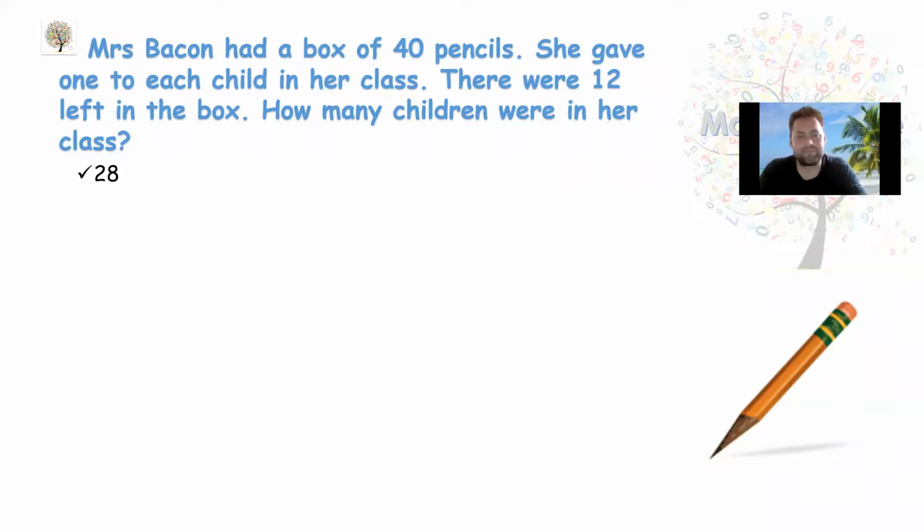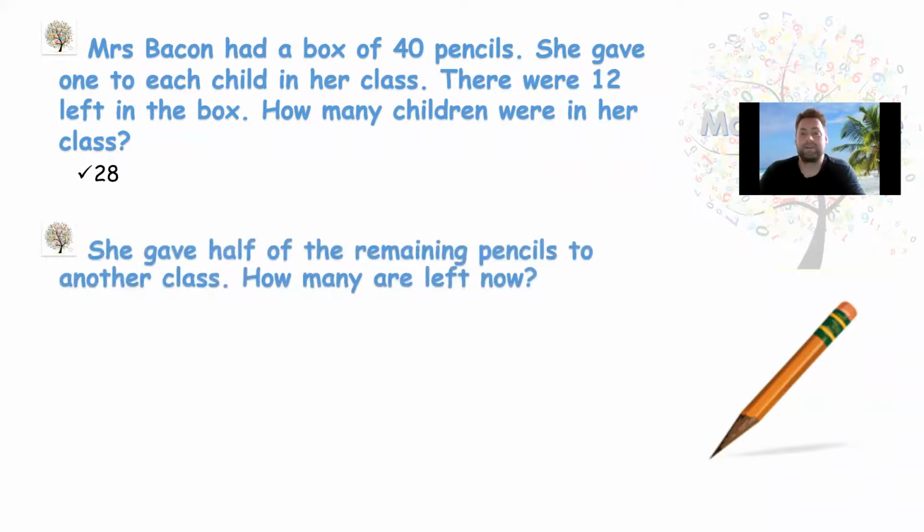Sorry, Mrs. Bacon had a box of 40 pencils. She gave one to each child. There were 12 left in her box. Sorry, that should be 38. No, you're right, 28. Sorry, what am I talking about? 40 take away 12 is 28. Oh, having a memory lapse here. Okay, good. So well done if you got that correct.